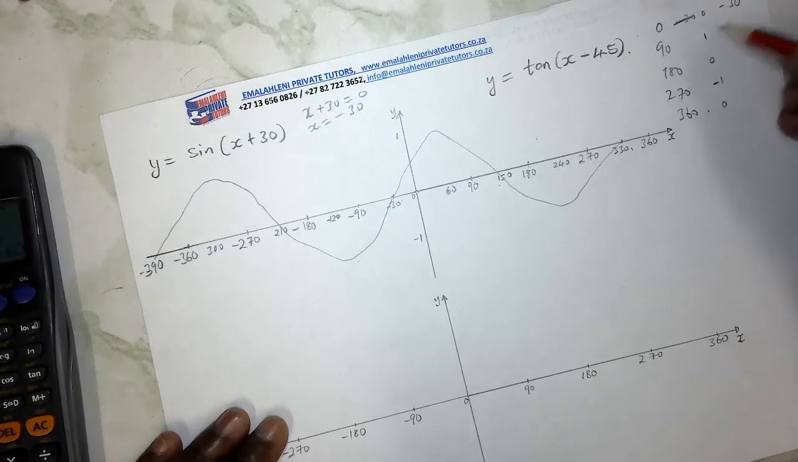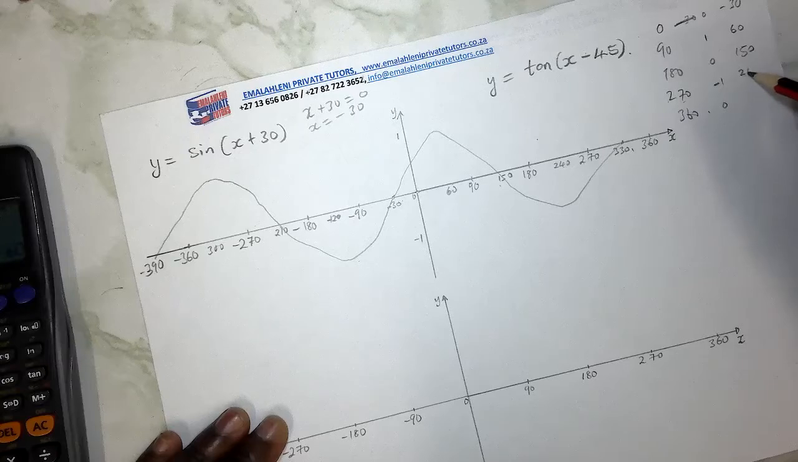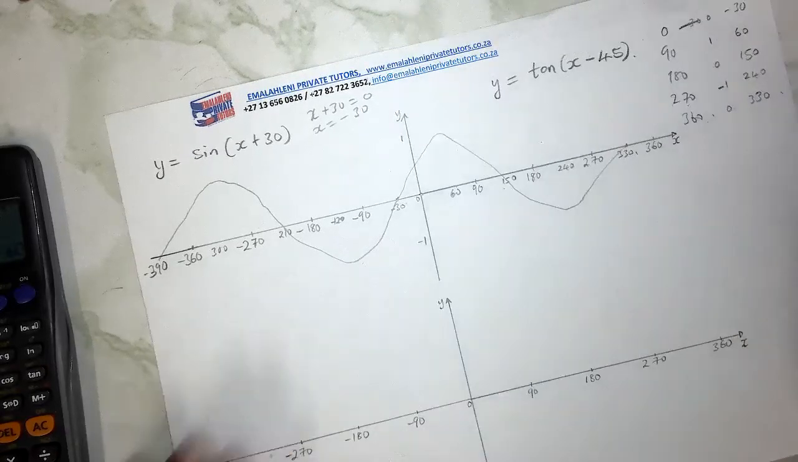So what is our new 1 here? It's going to be 60. Then what is our new 150? Then what is our new one here? It's going to be 240. Then here is going to be 330. That's what you need to understand, guys.